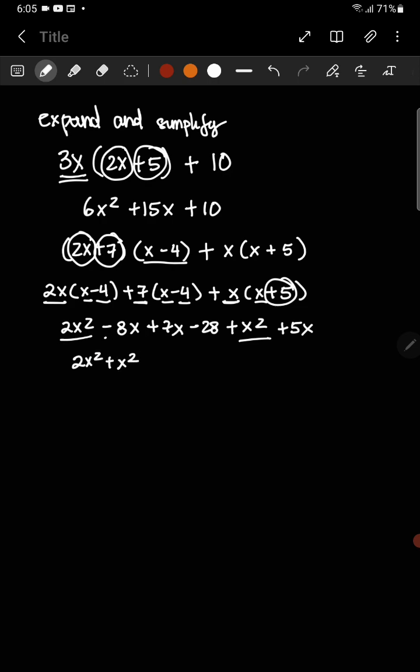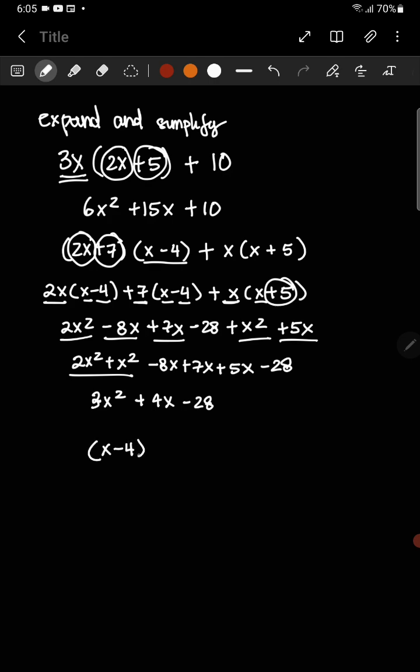Group the similar terms, this one with this one having x squared, so 2x squared plus x squared, and then after that similar terms, this one minus 8x plus 7x, and then this one plus 5x, and then minus 28. And then after that you simplify it, this one becomes 3x squared, and then negative 8x plus 7x is negative x, and then plus 5x becomes plus 4x, and then minus 28. There you are. For the exercise, I can give you this one.